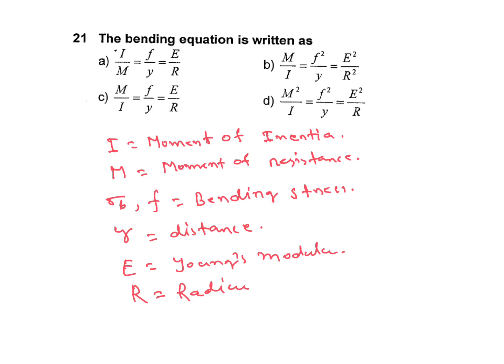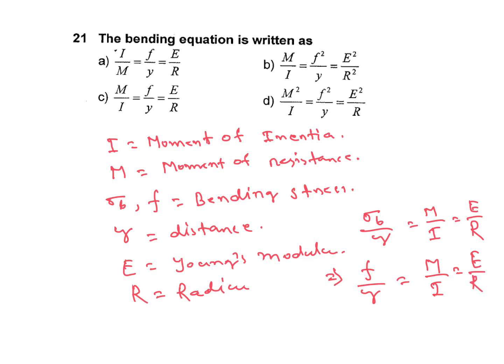Here we know sigma by Y equal to E by R. So instead of sigma B, F is given: M by I equal to E by R. From the options, this is also a square, not the question. C is the answer.